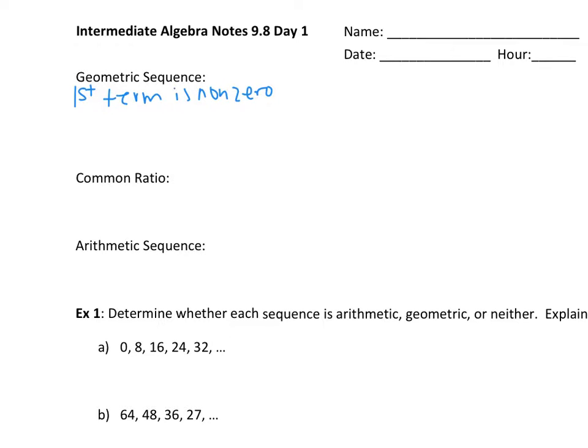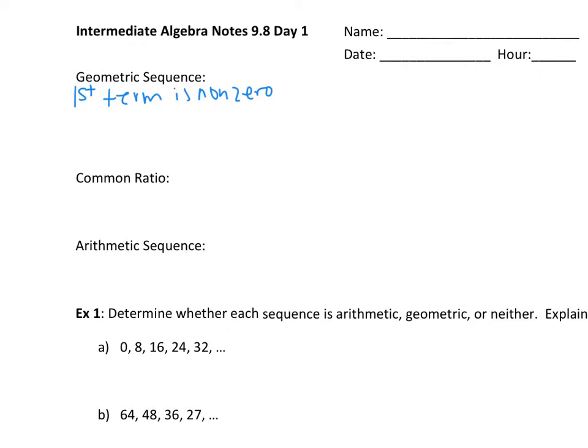And now let's provide a definition for what exactly a geometric sequence is. A geometric sequence means that each subsequent term is found by multiplying the previous term by a non-zero constant called the common ratio. So you're multiplying to get from one term to the next term, multiplying by a common factor or common ratio.